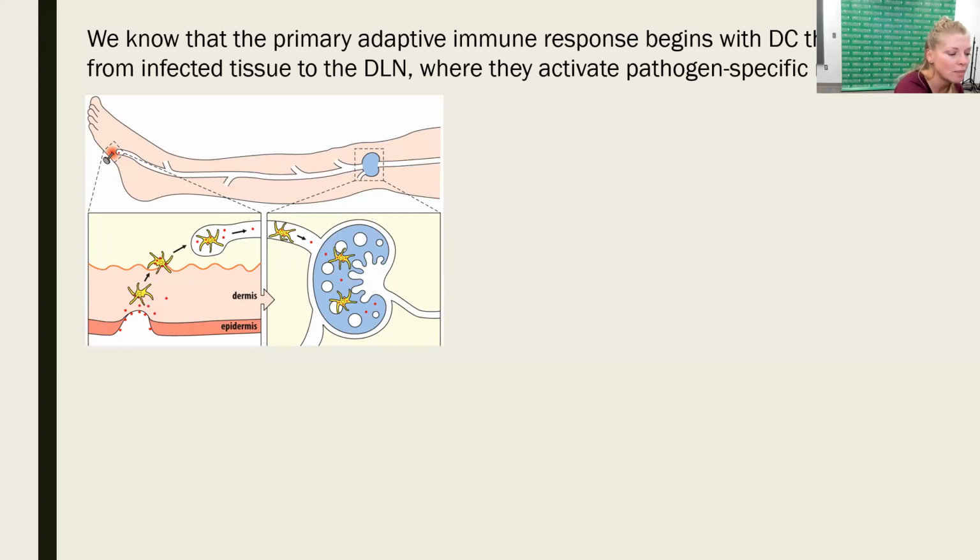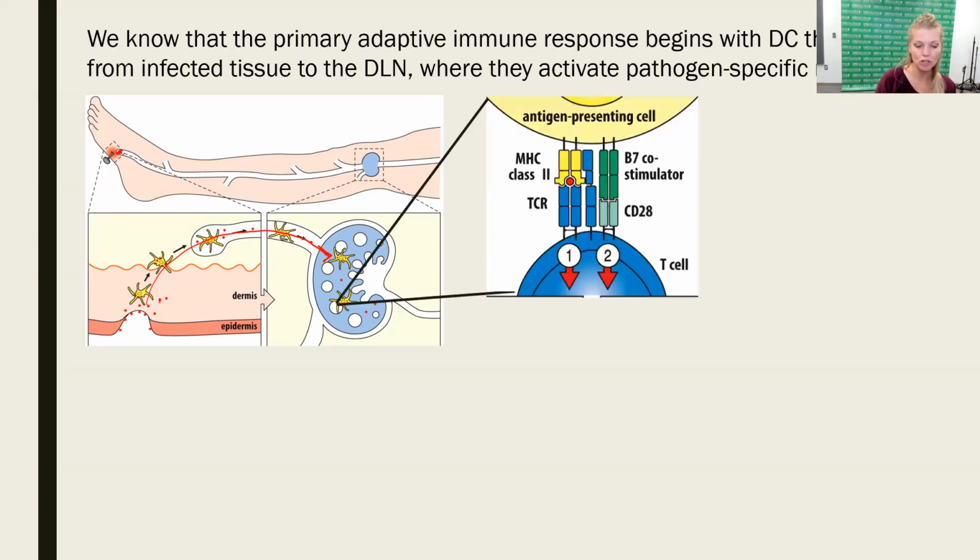So we have our bacteria gain access through a break in the skin, in this example. Dendritic cells live in the skin because they're sentinel cells, waiting. They pick up pathogen. They end up migrating into the lymph node. Now we have dendritic cells in the draining lymph node that are processing antigen they picked up, and now they're presenting antigen to T cells.